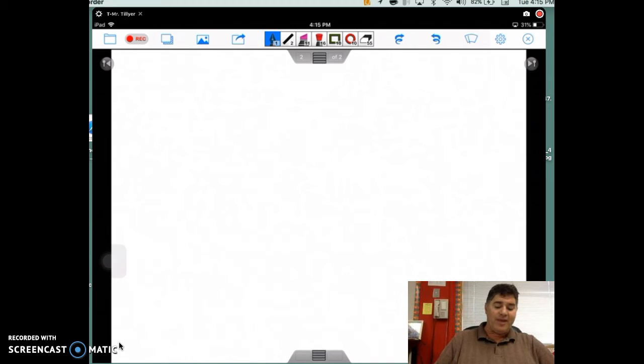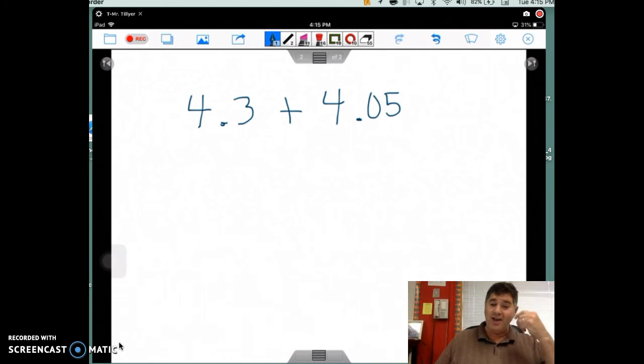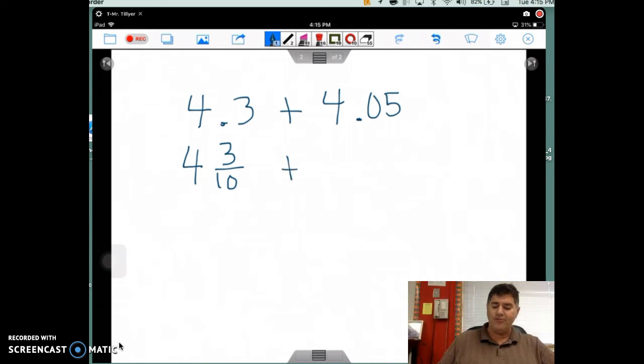Anyway, so let's say we have 4.3 plus 4 and 5 hundredths. So 4.3 and 4 and 5 hundredths. So to convert this, 4.3, well, that would be 4 and 3 tenths, or 4 and 3 tenths plus the 4 and the 5 hundredths.